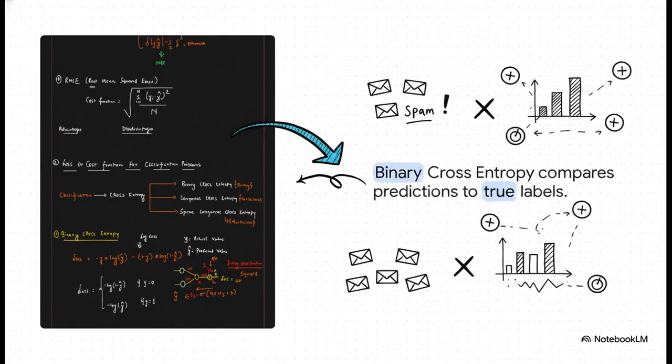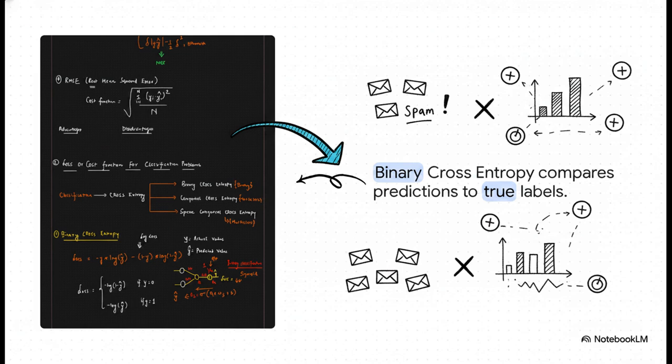Depending on the specific task, we actually use different scoreboards. For binary classification, like our spam or not spam example earlier, we use a specific function called binary cross-entropy. I know the formula looks like a massive wall of math, but seriously, don't let it intimidate you. The crucial takeaway here is this.